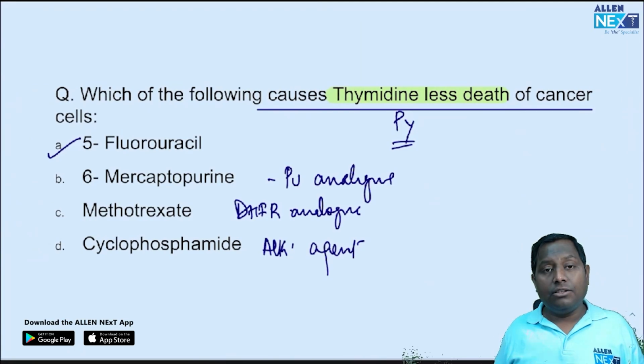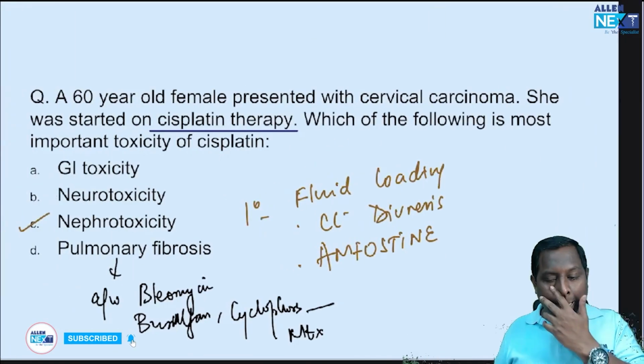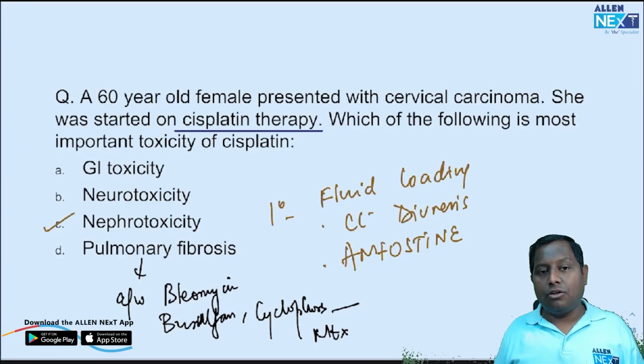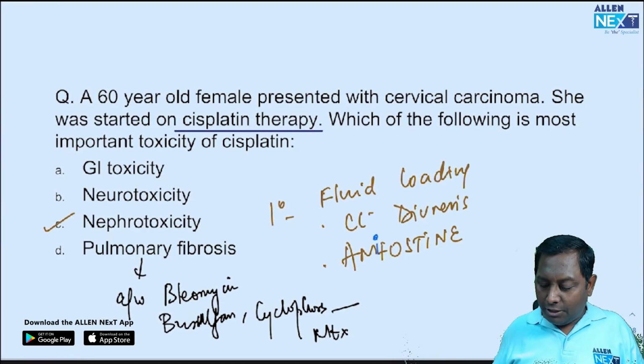Okay, which of the following causing thymidine less death? So pyrimidine analog like 5-fluorouracil. Cisplatin therapy will be having most important toxicity like nephrotoxicity. To prevent that, amifostine will be preferred. ME में आई यहाँ छूट गया, amifostine.